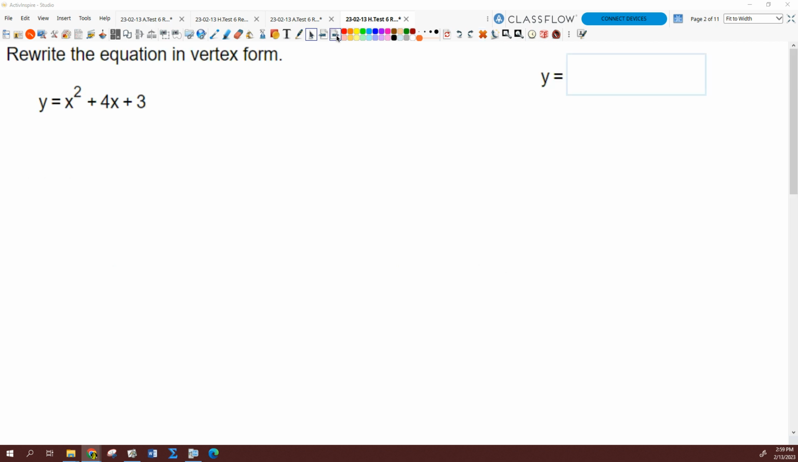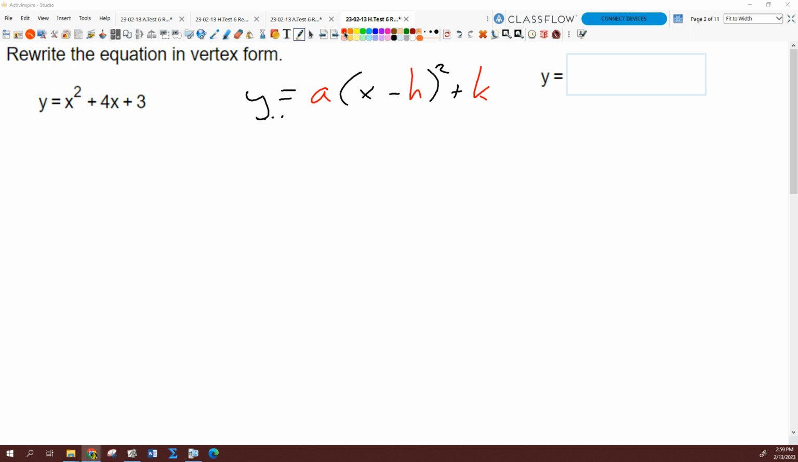Okay, how about one like this? Rewrite the equation in vertex form. So remind me real quick, what is vertex form? X minus h squared plus k. Good. Okay. There's vertex form.